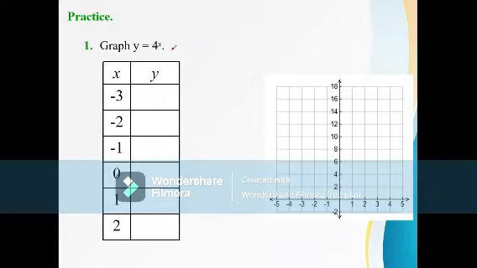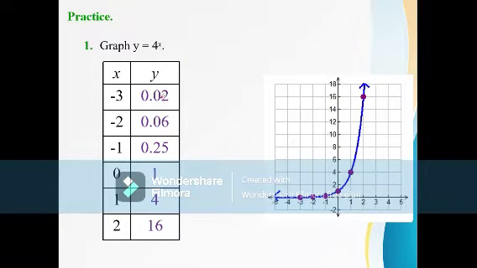If you are asked to graph y is equal to 4 to the power of x, you have here the x column and this is your y column. We need to complete the table for us to plot the points, for us to graph this exponential function. So you are going to use the same procedure as the previous example, but remember, you have to show your solution.